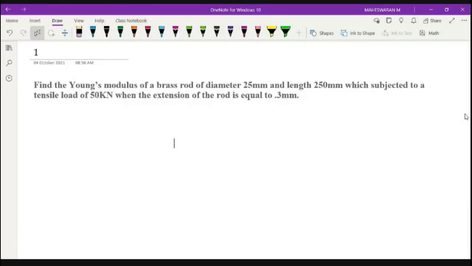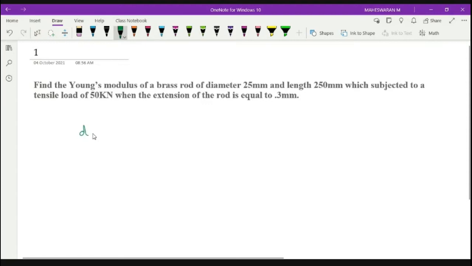They are asking to identify the Young's modulus for a brass rod. The diameter of the rod is 25 mm, and the length is 250 mm. They have also given the load and the extension after you apply the load. So let us write the given data.